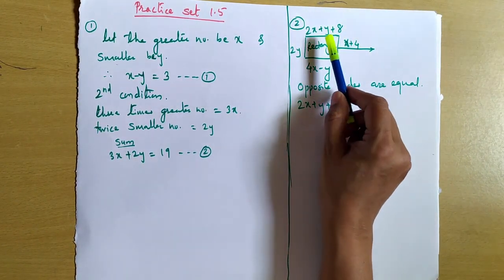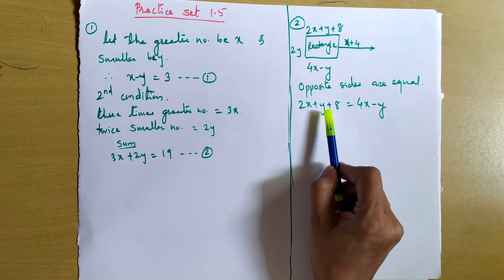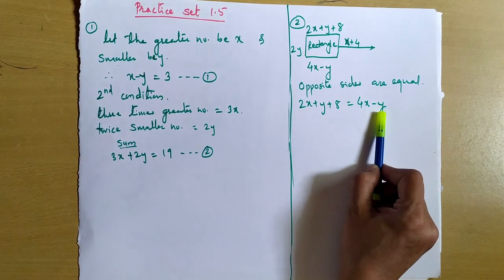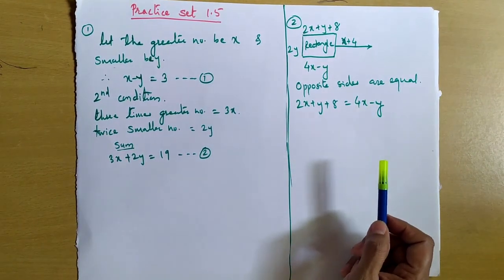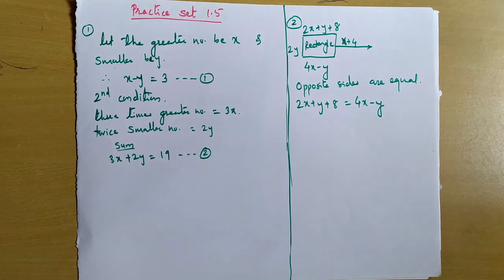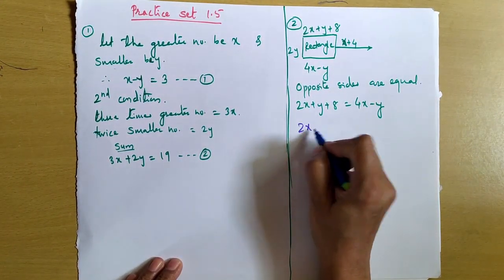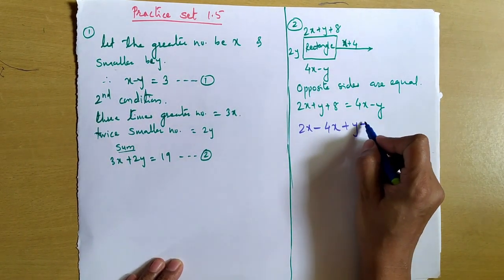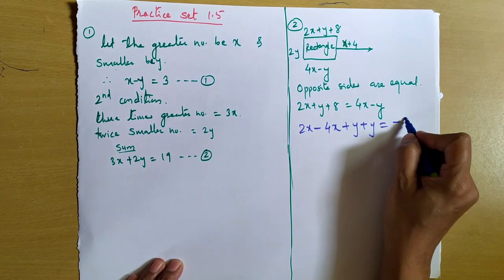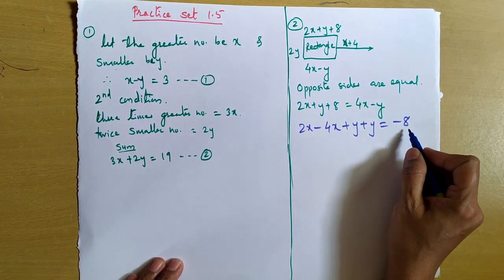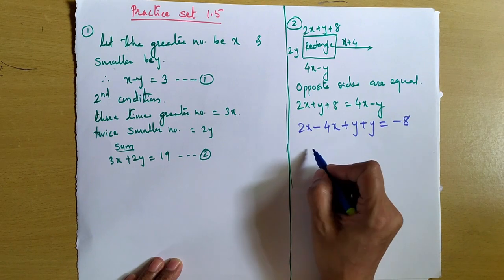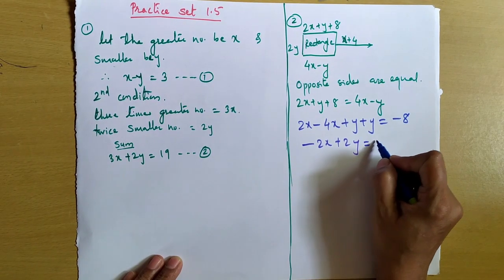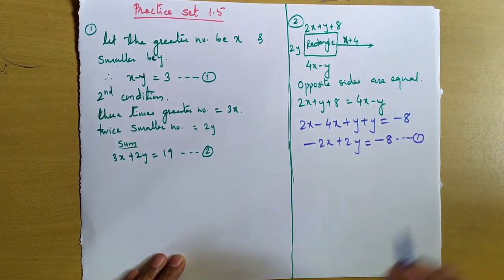So we'll get first equation as 2x plus y plus 8 is equal to 4x minus y. What we have taken, opposite sides of the rectangle are equal. Now let us solve this equation. 2x minus 4x plus y, minus y will change to plus y, is equal to minus 8. Plus 8 brought to the other side will change to minus 8. So minus 2x plus 2y is equal to minus 8 will be equation first.